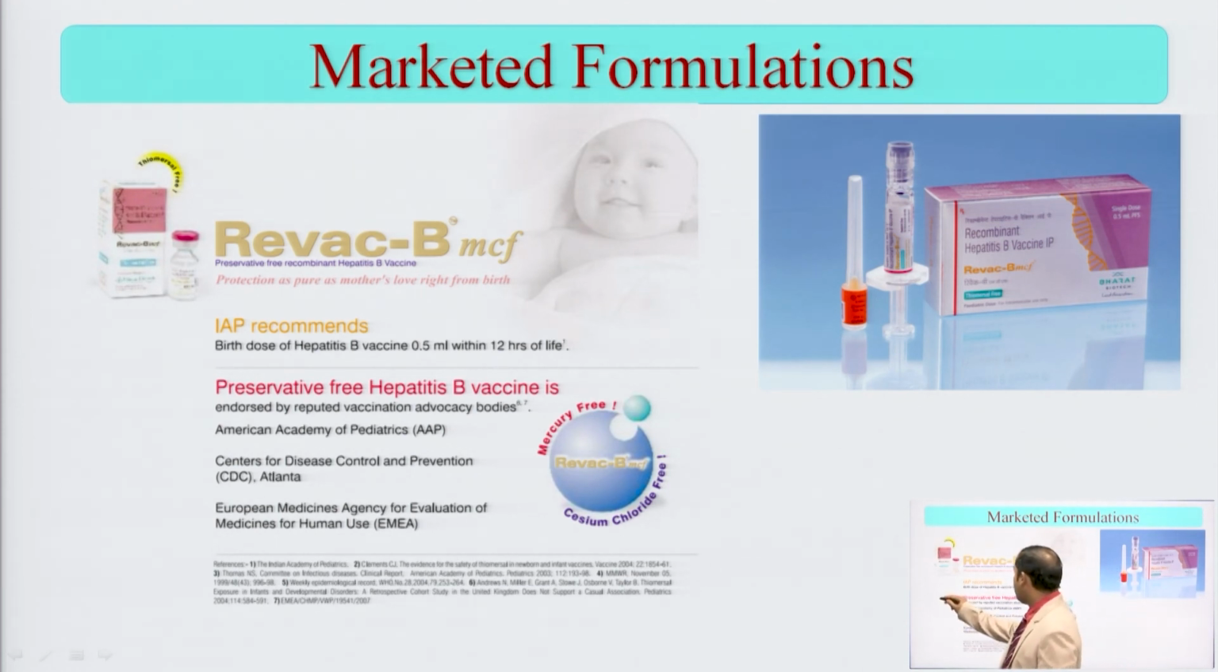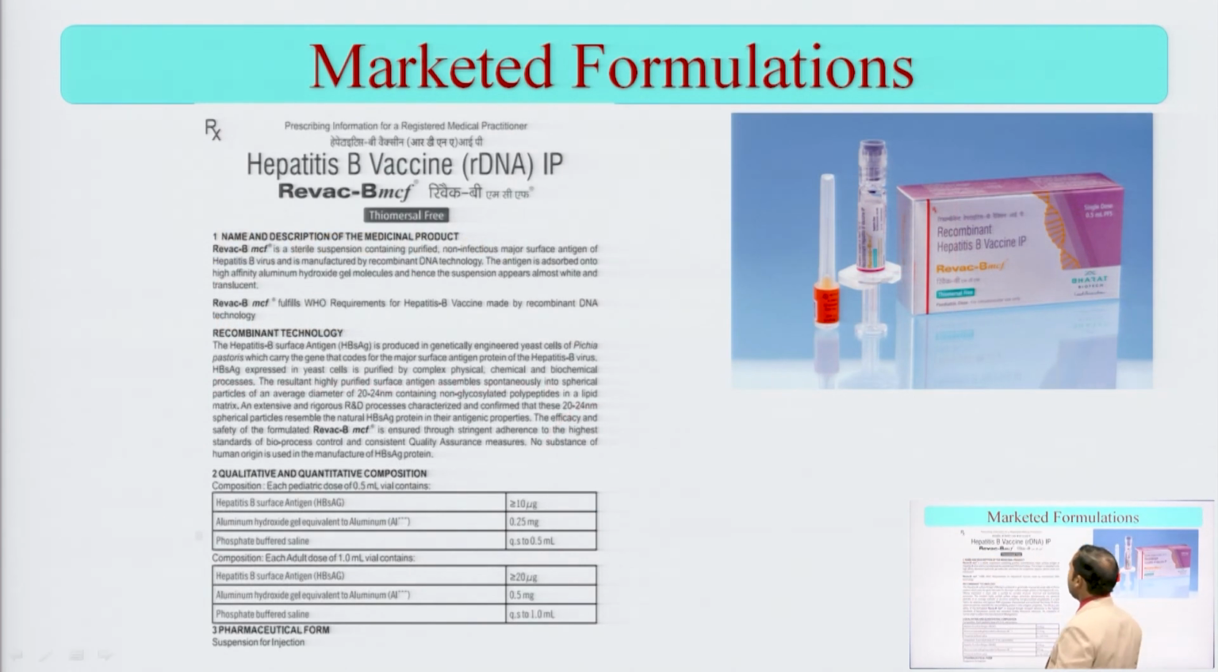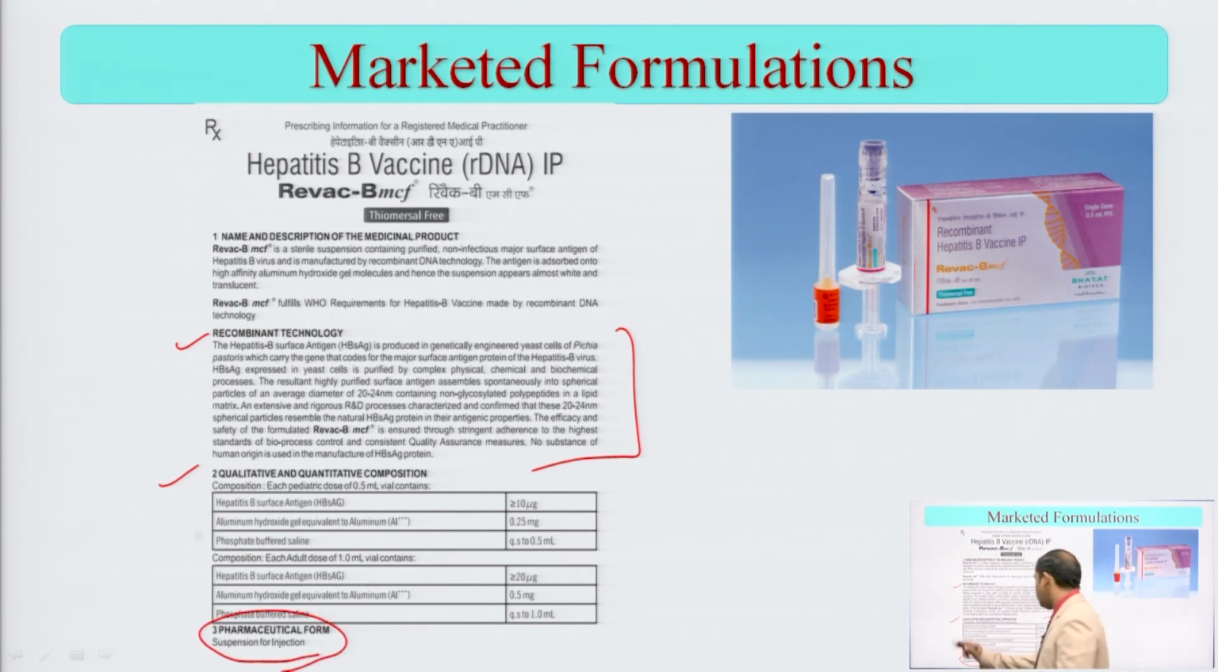So, they have also mentioned that this vaccine is endorsed by various reputed organizations like American Academy of Pediatrics, Centers for Disease Control and Prevention in Atlanta, that is US, then European Medicines Agency for evaluation of the medicine for human use. Okay. This is the entire details whatever they have mentioned in their prescription document. Yeah, you can see they have mentioned the entire recombinant DNA process, also the qualitative details, etc., and it will be available in the suspension form. Okay. So, we are very proud of Bharat Biotech, and other Indian companies that are actually producing vaccines.